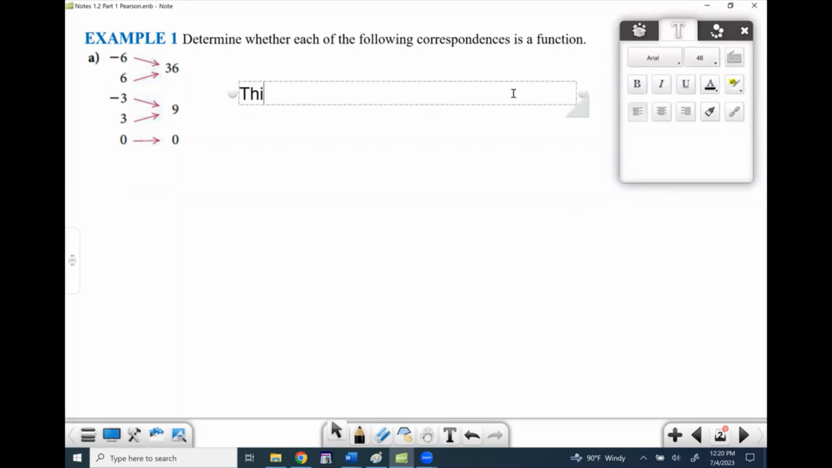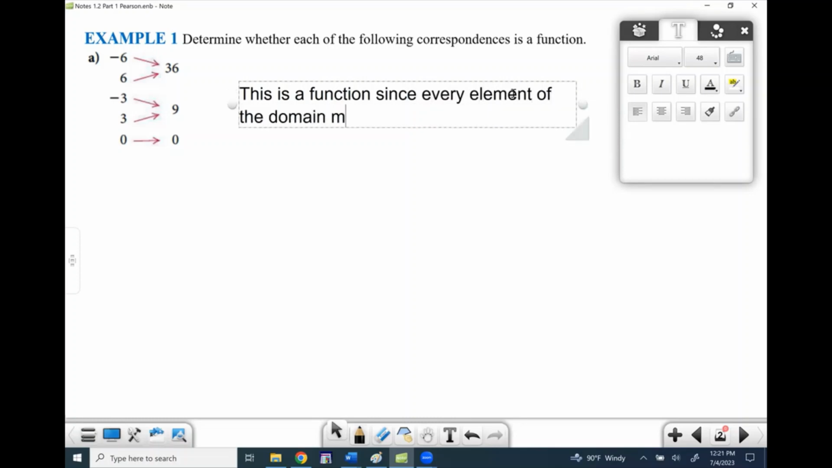This is a function since every element of the domain maps to exactly one element of the range.